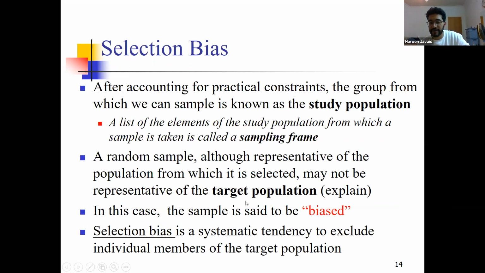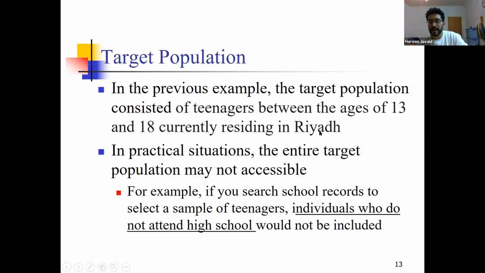You know, it's an ideal. You can't really reach up to it practically. So you go with a study population. A study population is a group from which the sample is taken. So a study population in this case is going to be all of teenagers between the ages of 13 to 18 who are currently living in Riyadh and are attending schools. Why attending schools? Because we went to school to sample them.